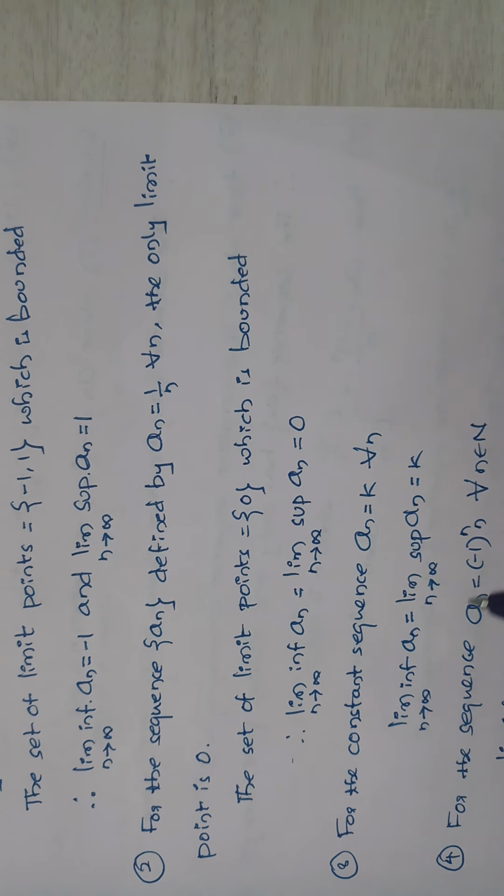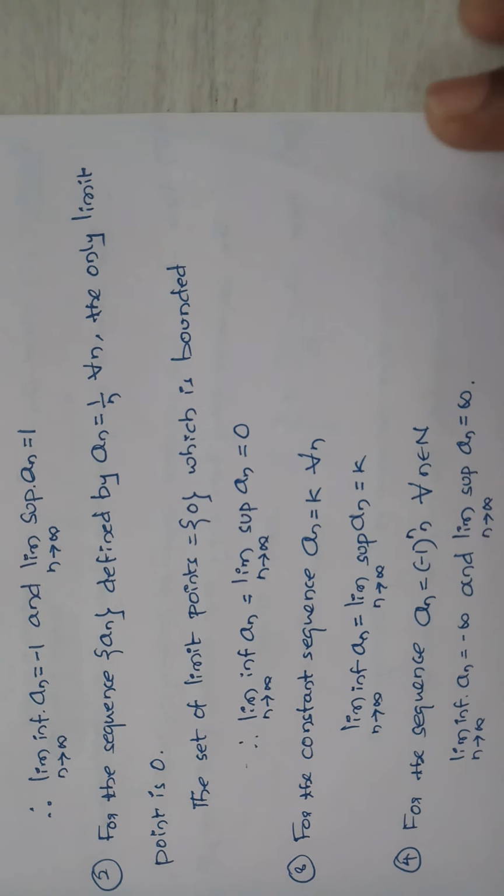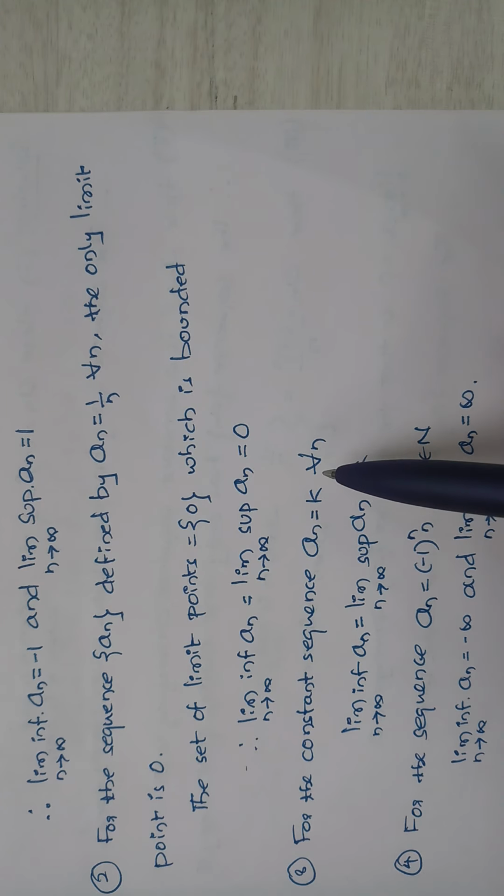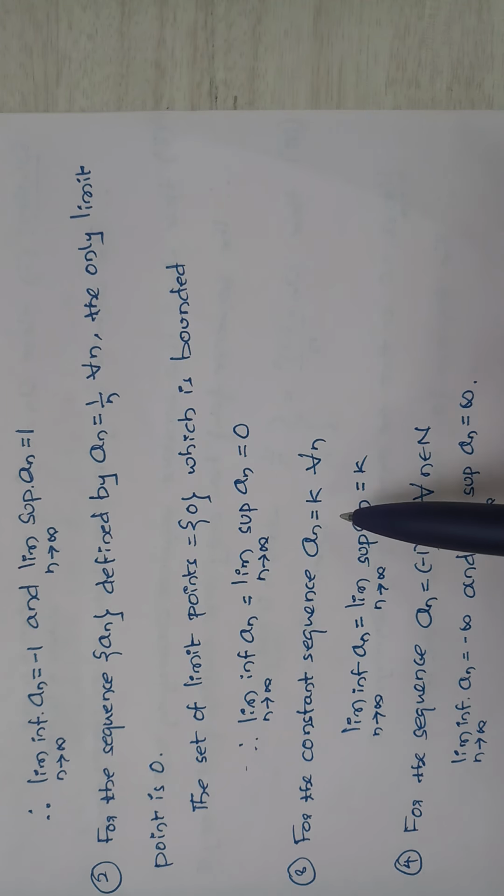For the constant sequence a_n is equal to k, here also the limit infimum of a_n and limit supremum of a_n is k. Because it is a constant sequence, if a_n is equal to 1, you get the limit infimum as well as the limit supremum of the sequence is 1.